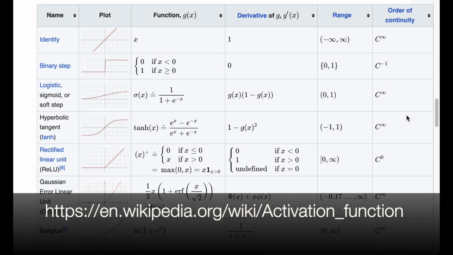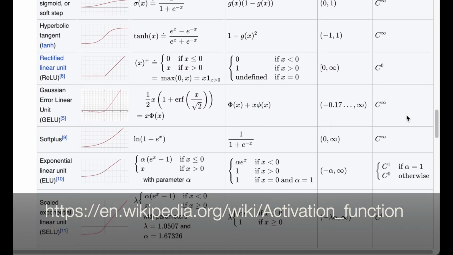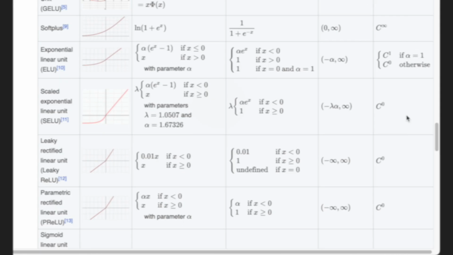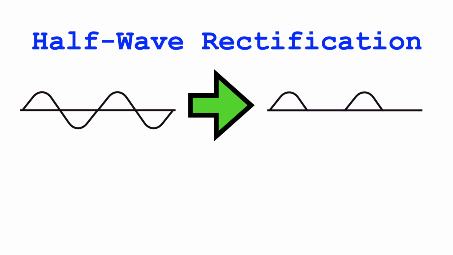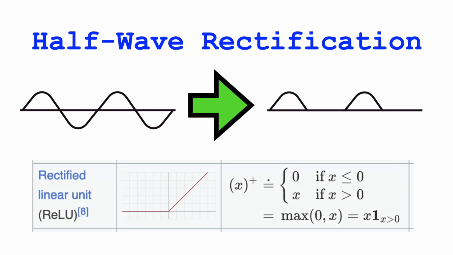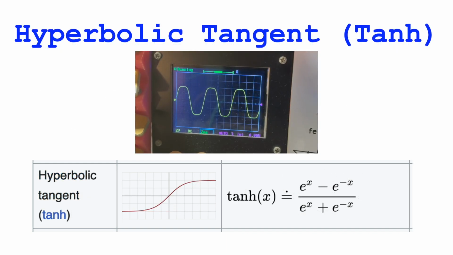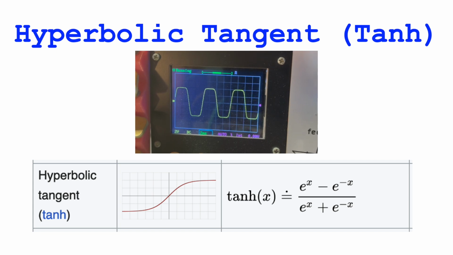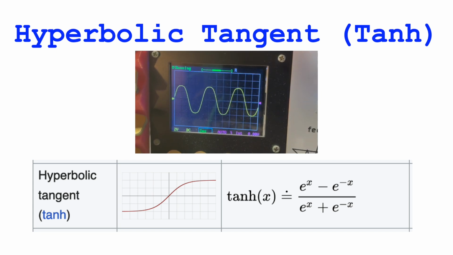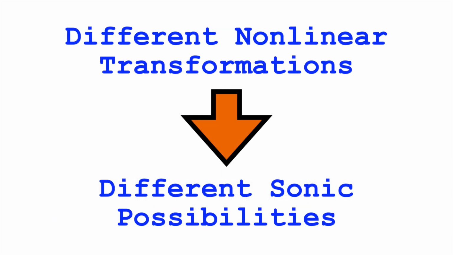Well, there are lots of possible transformations. Rectification, for example, saturation, etc. For example, what us audio folks would call half-wave rectification, ignoring the negative half of a waveform, is a popular activation function in machine learning called a rectified linear unit activation function. Hyperbolic tangent, which again in audio we use for soft clipping, is also common in machine learning. Of course, if we're audio mixing, then the distortion of the sound will change significantly based on the activation function.